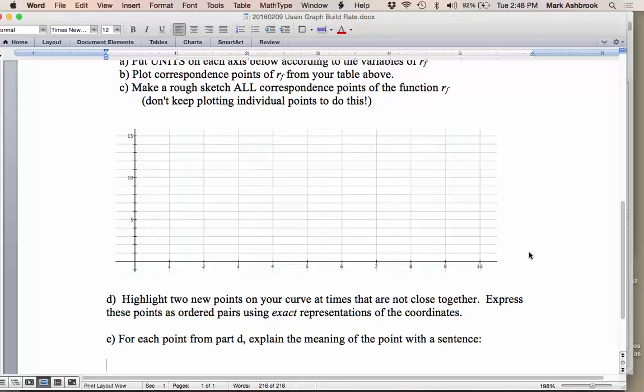All right, so what does that graph look like? Horizontal line. A constant rate of change on a rate of change graph, no matter what the time is, it's the same 10.7 meters per second.